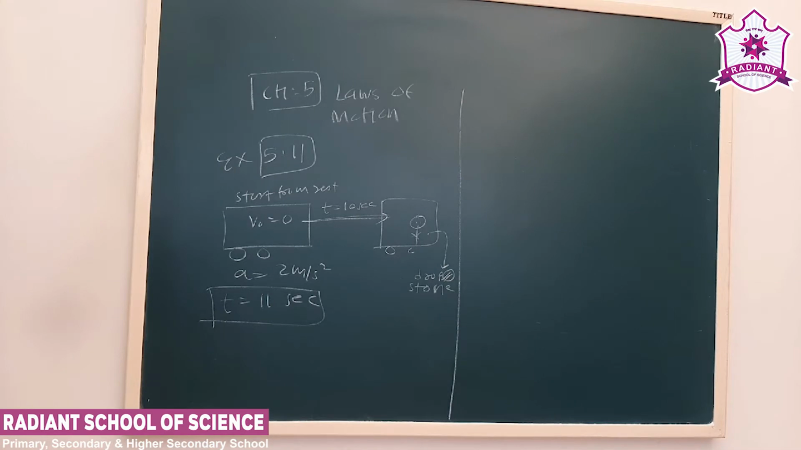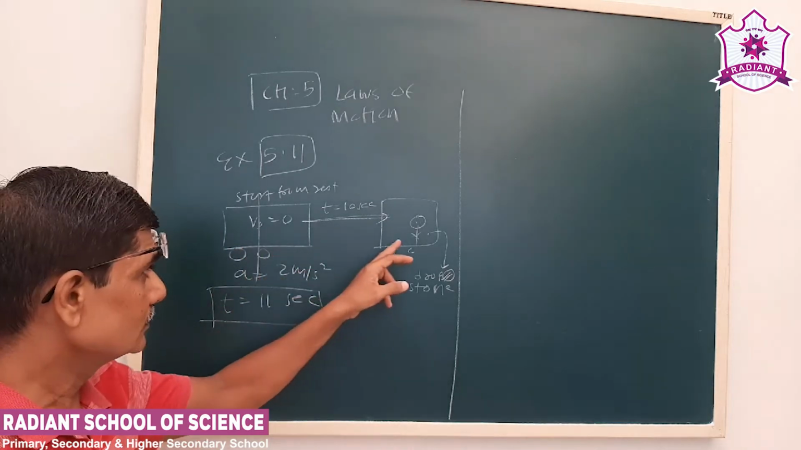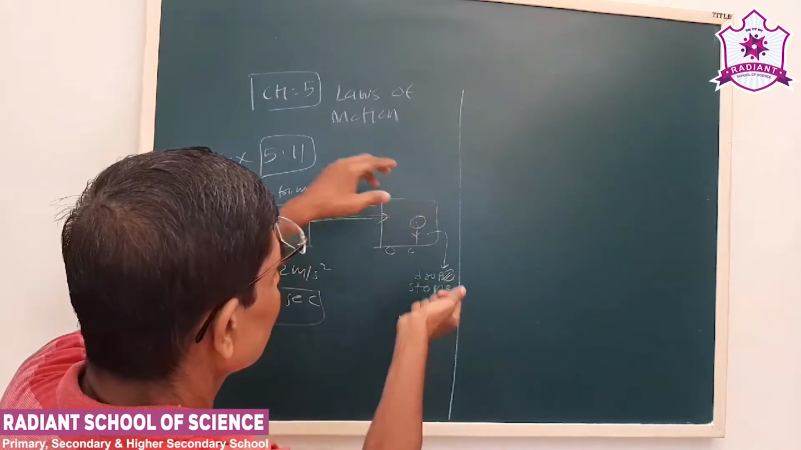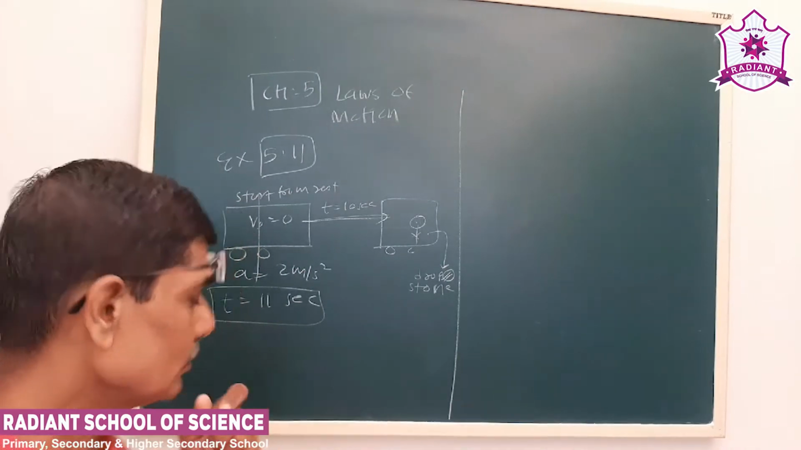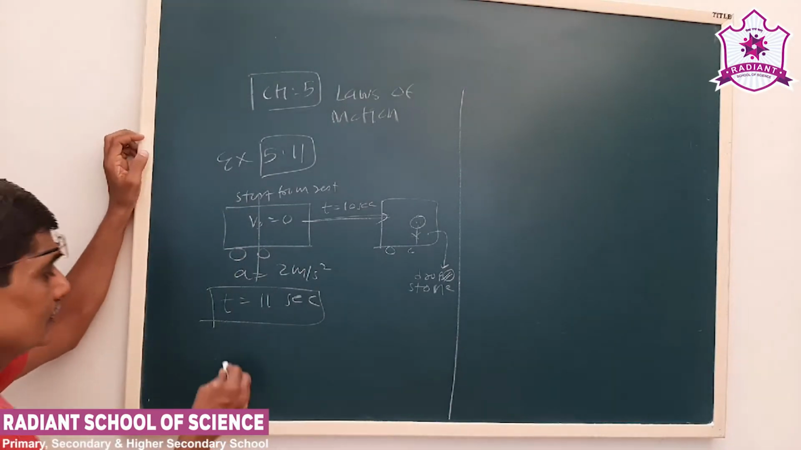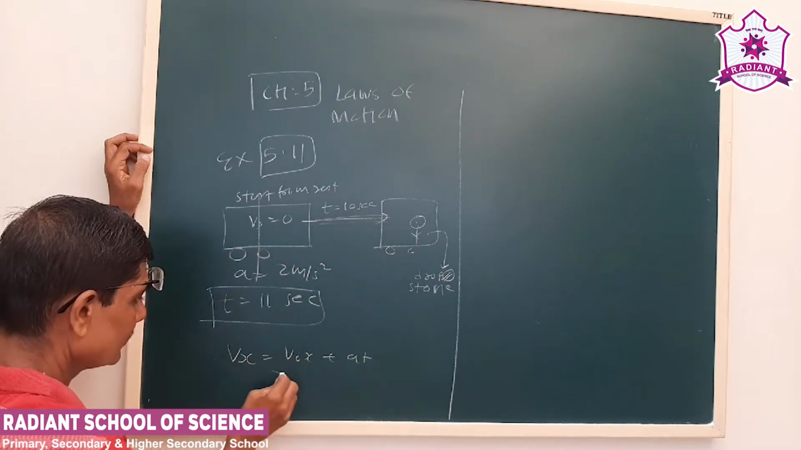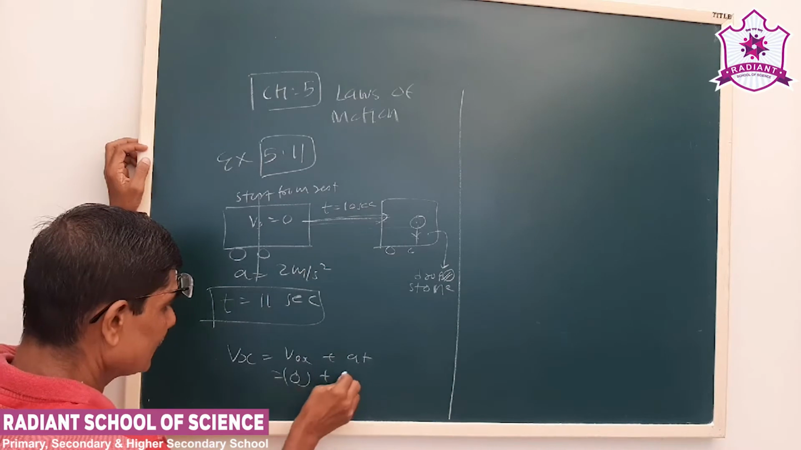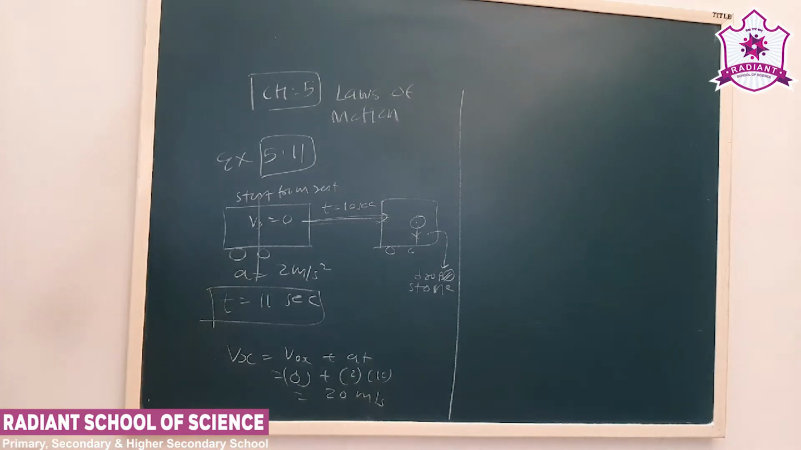So what can we say? For 10 seconds, the truck will travel with accelerated motion, and once the stone is dropped, it will move under the effect of gravity. Now see what will be the velocity. The horizontal velocity is vx = v0x + at. v0 is 0 in the x direction, plus a is 2, time is 10, so 20 meters per second. That is the horizontal velocity of the stone.